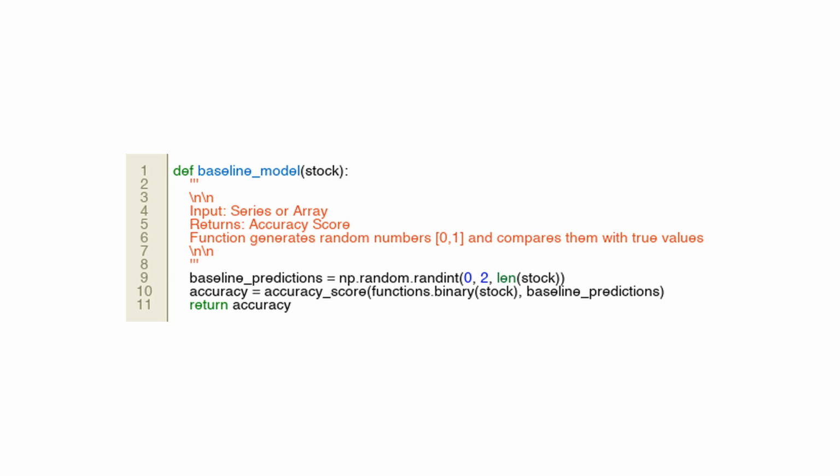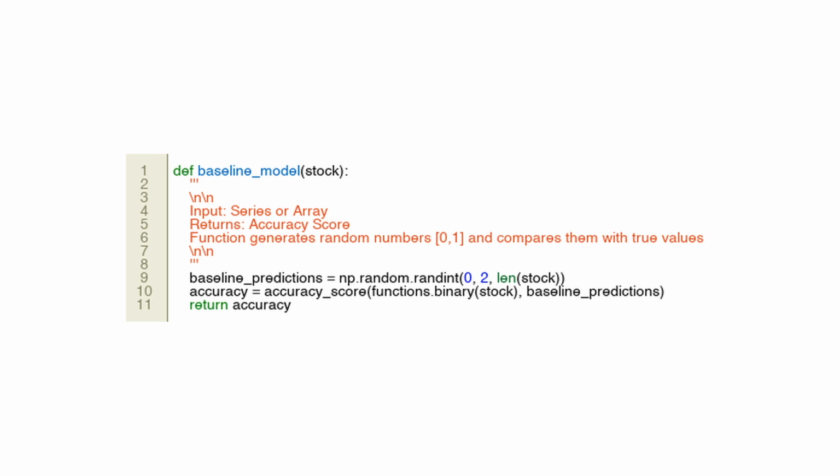The function's purpose is to create a simple baseline prediction model for a binary classification task related to the stock data, where it will make random guesses between 0 and 1 inclusive for each element in the input stock array. The function works by first generating an array of random integers, where each integer is either 0 or 1. The length of this random array is the same as the length of the stock input, ensuring that there is a one-to-one correspondence between the random predictions and the true stock values.